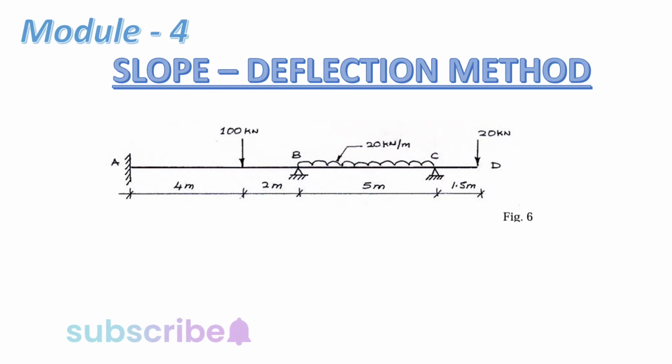Slope deflection method is a classical method of structural analysis used to determine the moments and rotations in statically indeterminate beams. This method is especially useful for analyzing continuous beams.